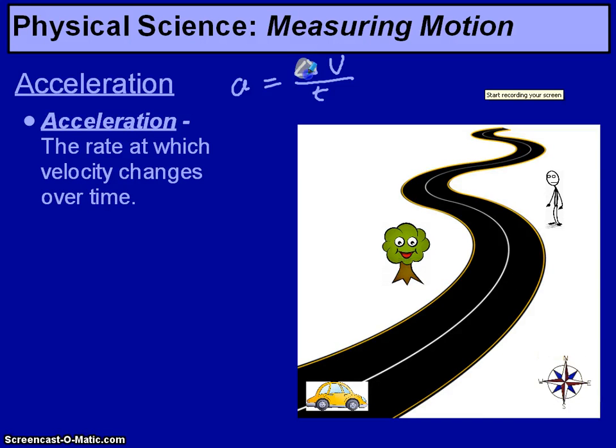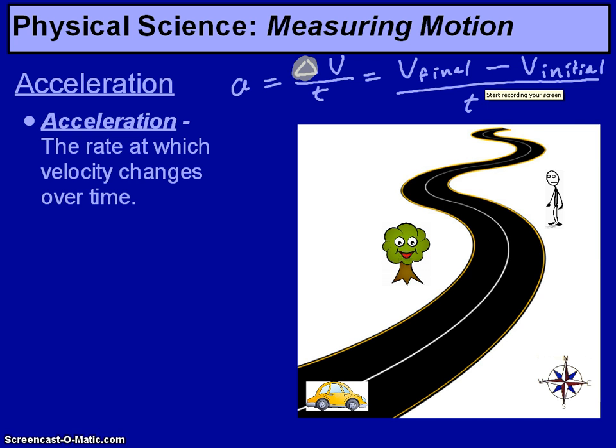Okay, let me explain this symbol right here. That's called a delta, the Greek letter delta, and what that means is change. So a full formula would be: acceleration is equal to your final velocity minus your initial velocity, all divided by the amount of time.